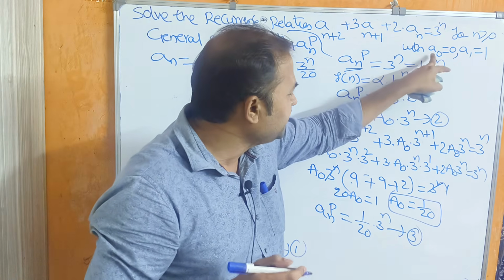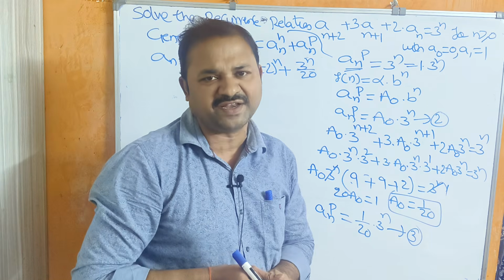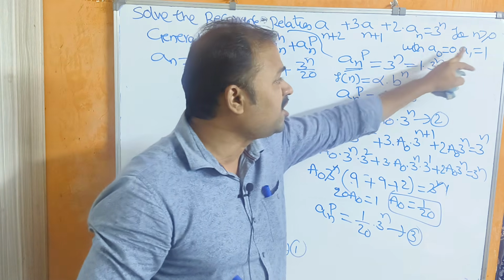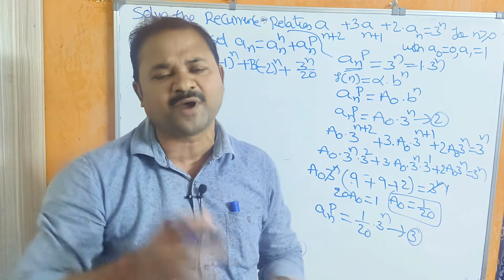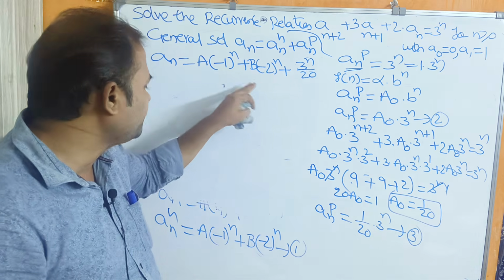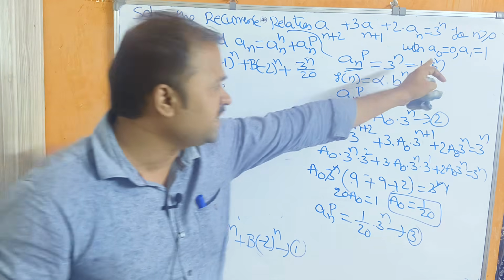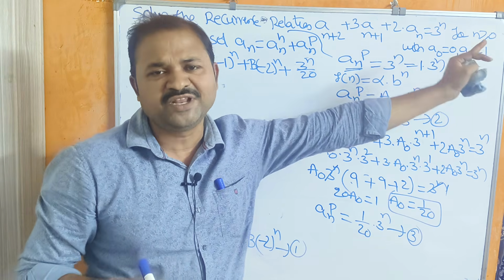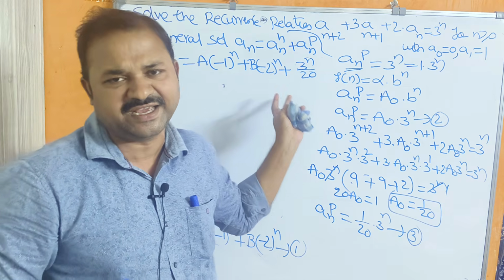In the problem, a0 value is given, a1 is given. So suppose if a0 and a1 values are not given in the problem, then we can stop the problem now. But here a0 and a1 are given. So we need to substitute a0 and a1 here.